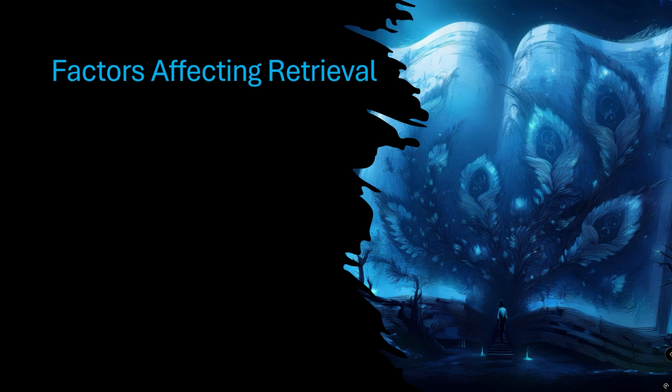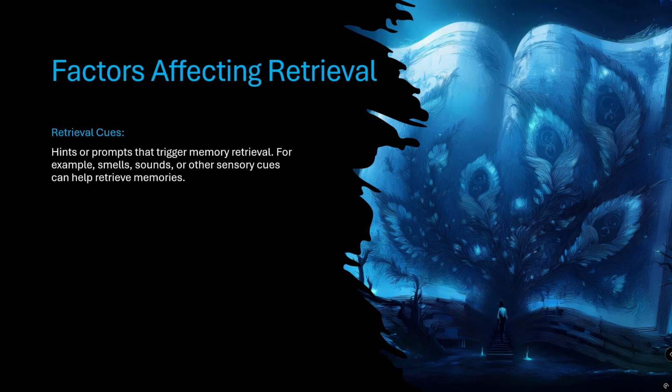What are some of the factors that might affect retrieval? Well, retrieval cues. Hints or prompts that trigger memory retrieval. For example, smells, sounds, or other sensory cues can help retrieve memories. Sometimes you might be trying to remember the name of a study, or the name of a person, and you might see something that reminds you of them. Somebody might be called John Taylor, and you go past a place that sells suits, and you think, oh yeah, Taylor, that was a guy's name, John Taylor. So something that gives you a kind of hint that prompts that memory to come back to the forefront.